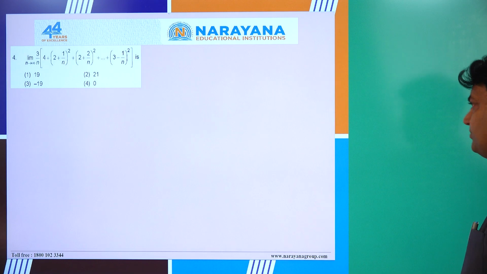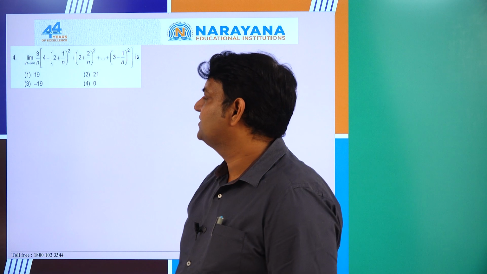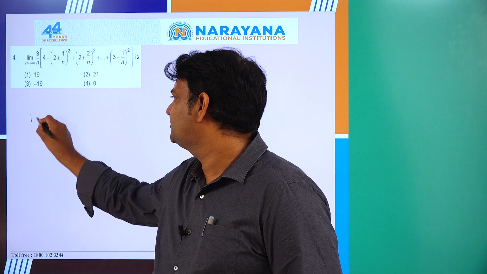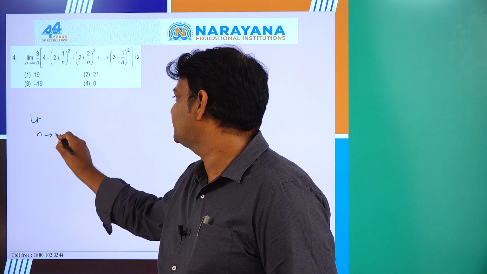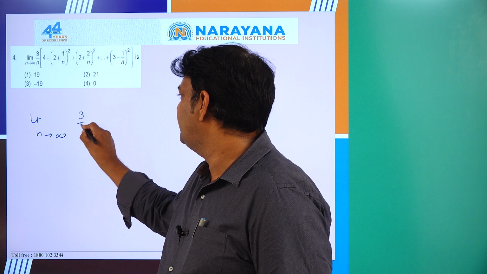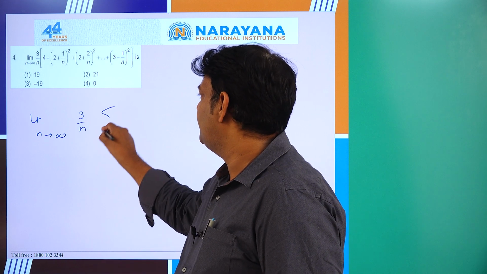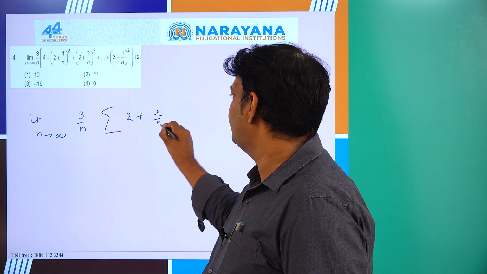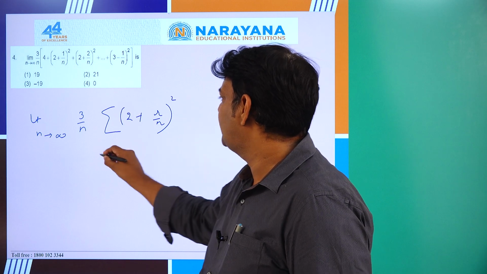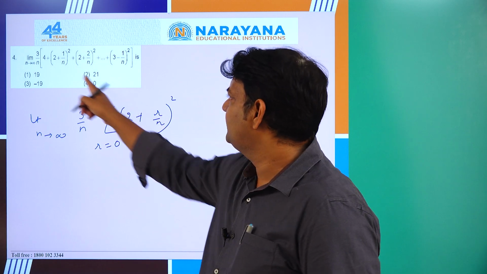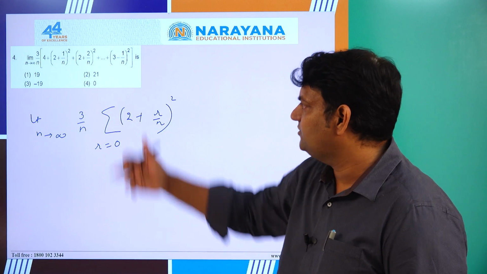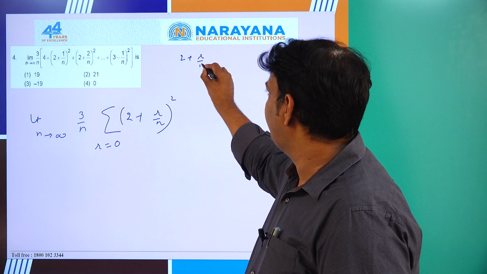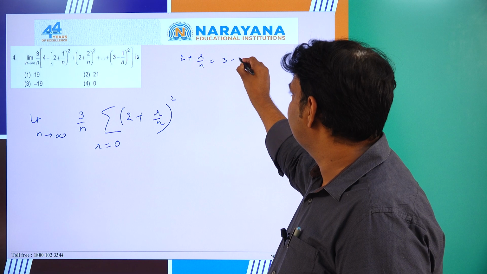Yeah, it's a good problem again. See that this is definite integral as the limit of a sum. What you will do, first of all, you should try to write the problem in the sigma notation. Limit n tends to infinity 3 by n sigma 2 plus r by n whole square, where r varies from, easily you can find the first value r is 0, but for the last value you have to do a little bit of work. That 2 plus r by n is how much? 3 minus 1 by n.